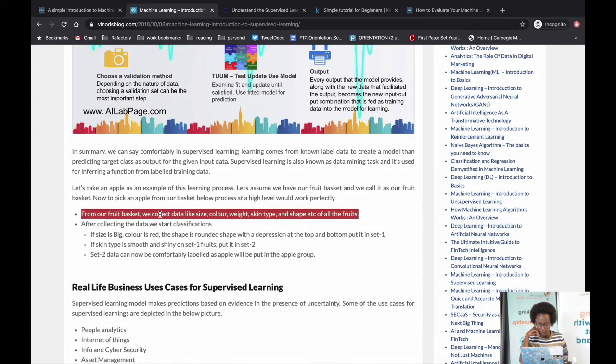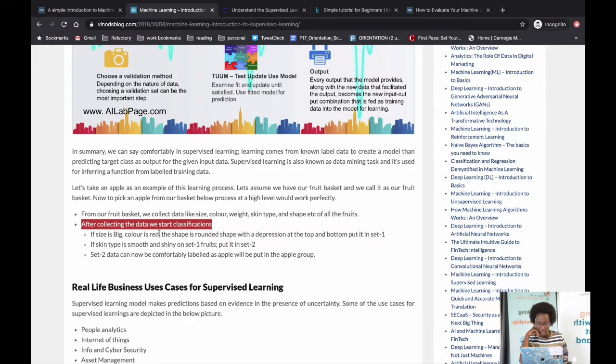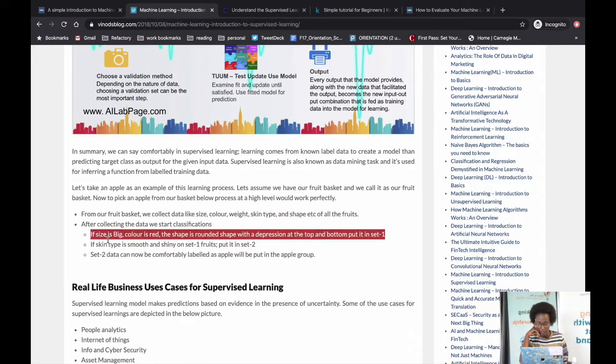From our food basket, we collect data like size, color, weight, skin type, shape, etc. from all our fruits. After collecting the data, we start making classification. If the size is big, color is red, the shape is rounded with a depression at the top and the bottom, put it in set 1.